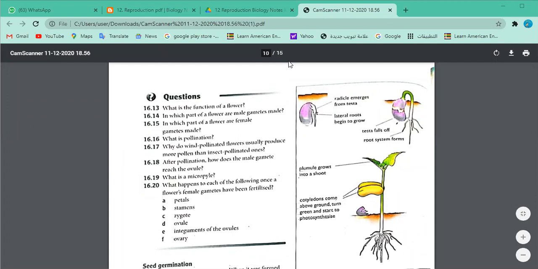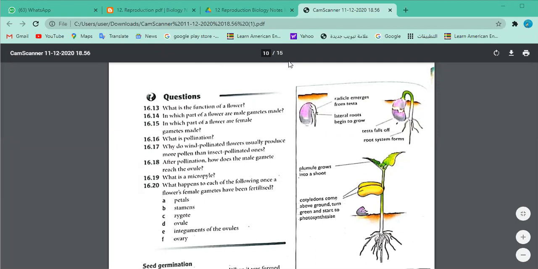Anthers. Very good. The anthers together with the filament are called the stamen, right? And the anther has pollen sacs. Remember, these sacs are producing pollen grains, and the pollen grains contain the male gametes.